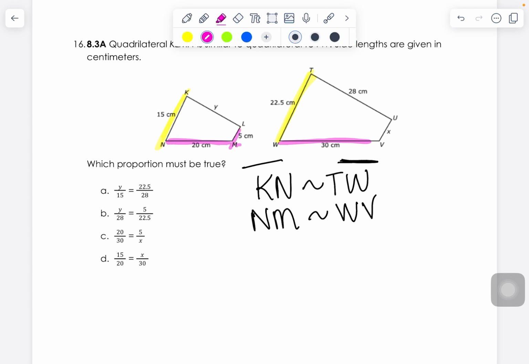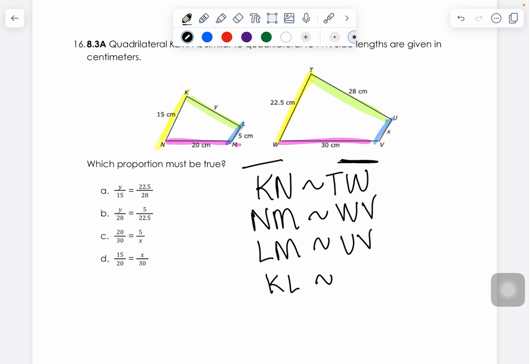Let's look at this one here. Change the color. Side LM corresponds with side UV. And lastly, this top side KL corresponds with TU. So starting with the names, I'm going to continue: line LM is similar to line UV. Line KL is similar to TU.